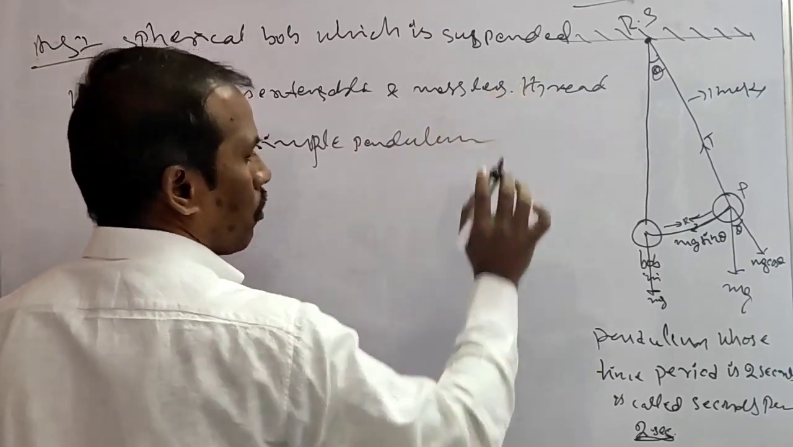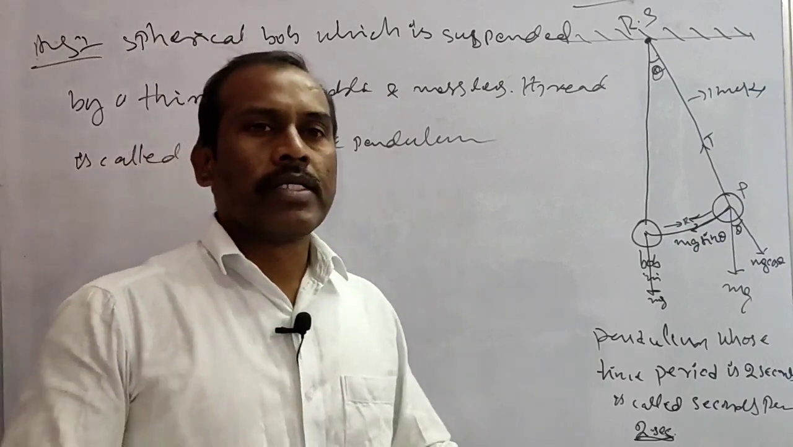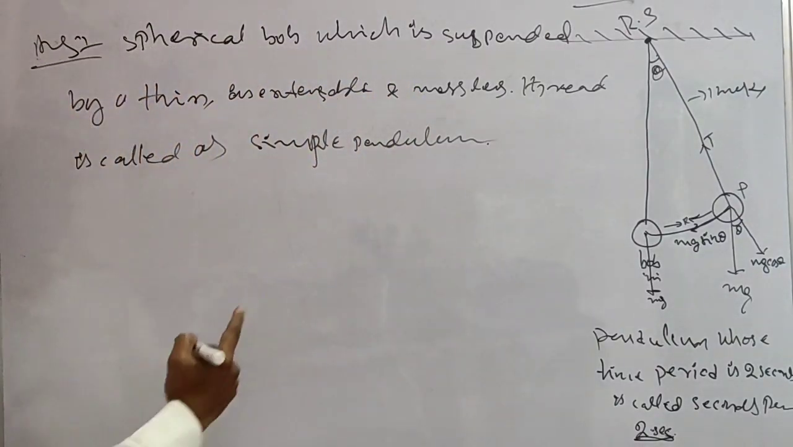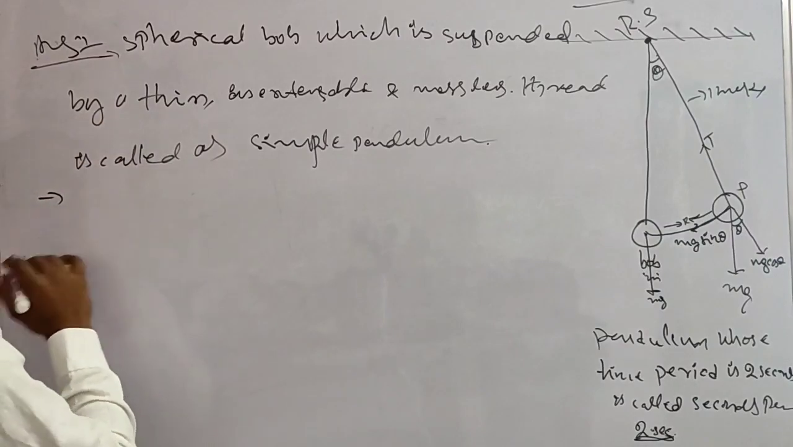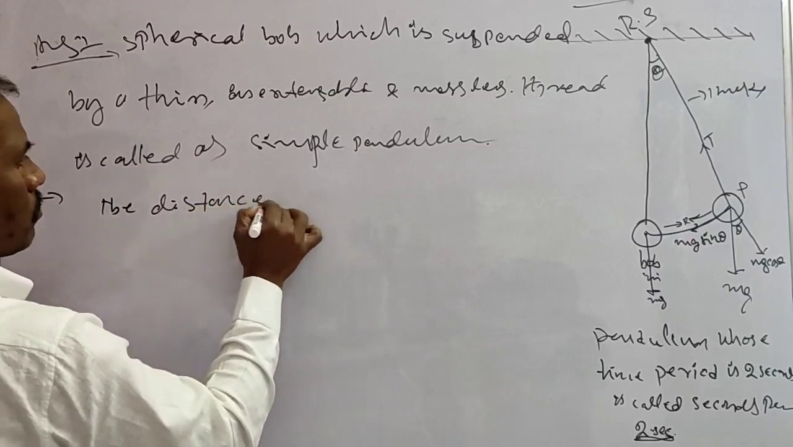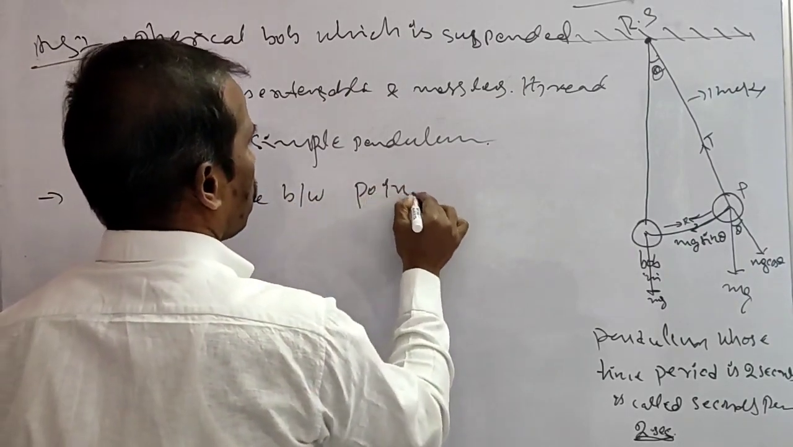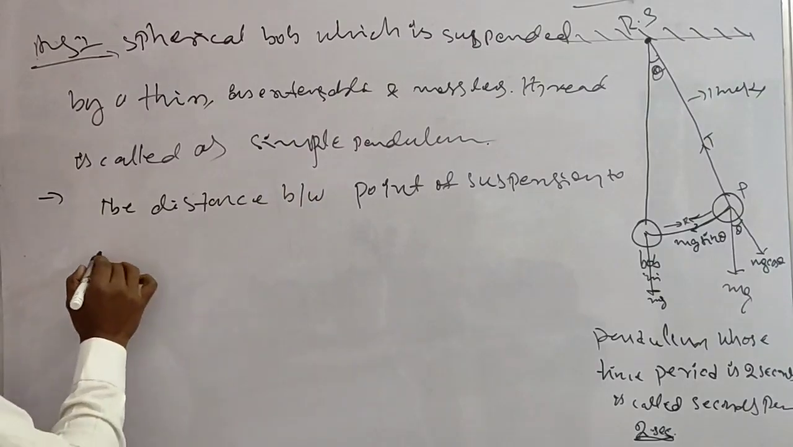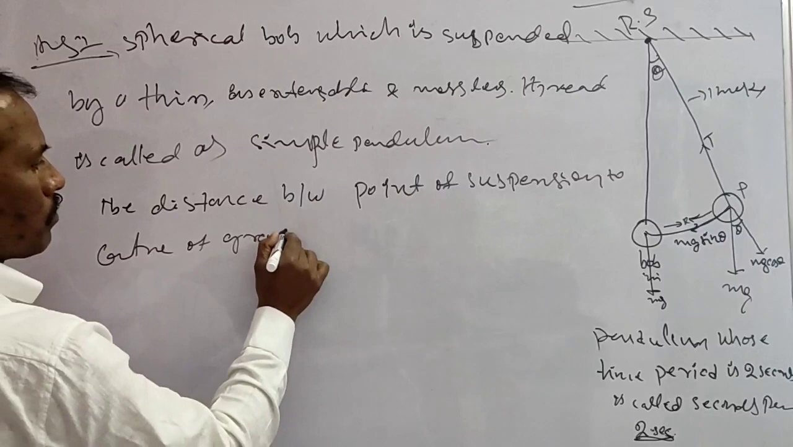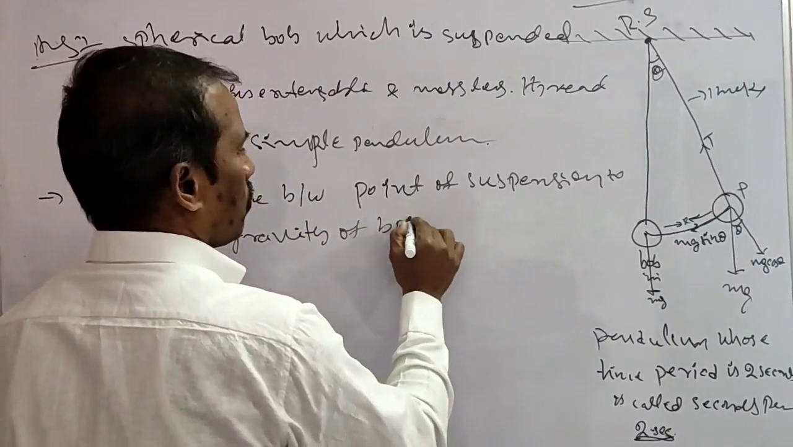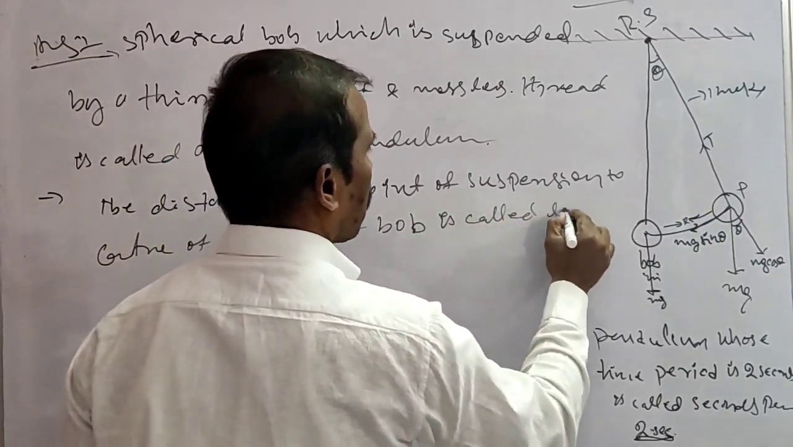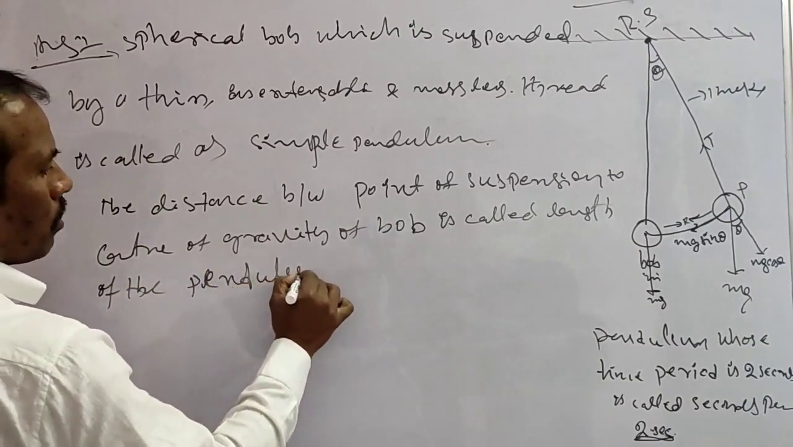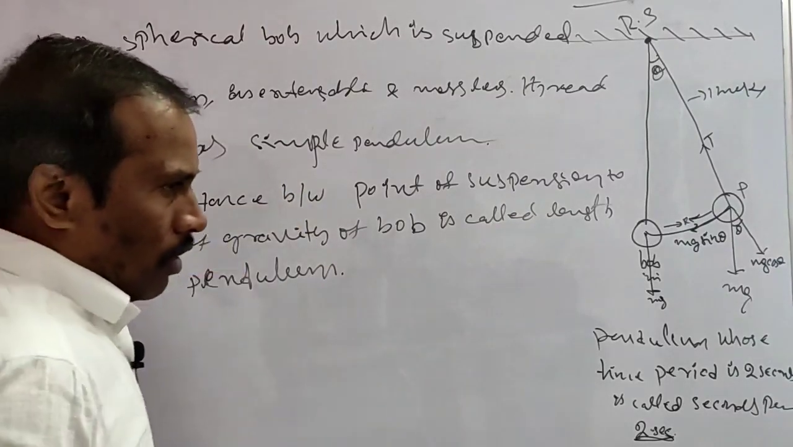Next, the length of the pendulum means the distance between the point of suspension to the center of gravity of mass. Next point, the distance between the point of suspension to the center of gravity of the bob is called the length of the pendulum.